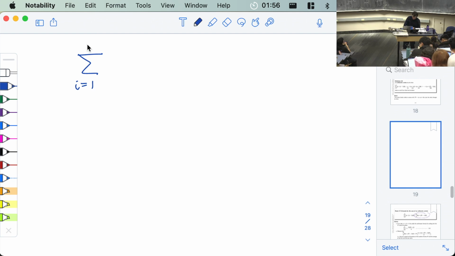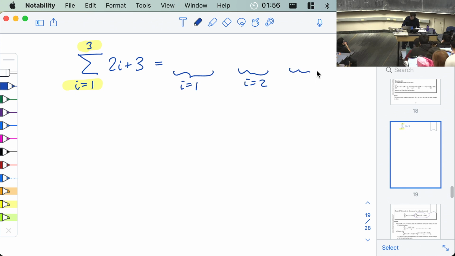I equals 1 to 3, and it was 2i plus 3. And to do this sum you just have to figure out what the terms are. And there are 3 terms. So the I values go from 1 to 3. So you're going to have 3 terms. You're going to have I equals 1, I equals 2, and I equals 3. And you've got to add them together. So that is what the sum means. This big, crazy, scary Greek thing just means add them together. Okay? And when you add them together, you have to know what they are.